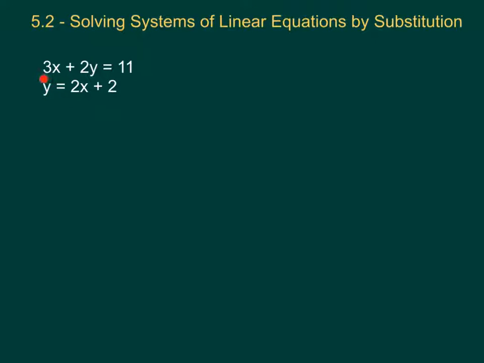The key for this is to use substitution, which means having one variable totally by itself. In this second equation, you can see that y is isolated on one side of the equal sign. It says y equals 2x plus 2. That means that for the purpose of this problem, anytime I see y, I can replace it with 2x plus 2. So I'm going to take this expression, 2x plus 2, and put it into my other equation for y.